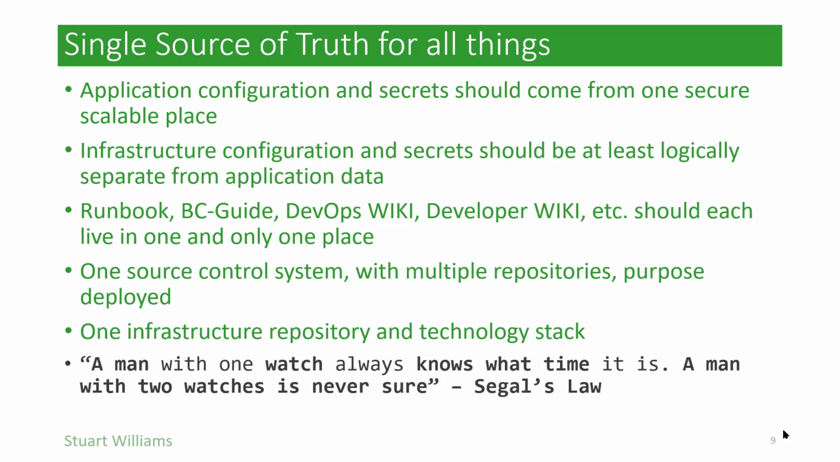And by the way, that also applies to application data, right? And I am going to do some videos about data modeling and microservices and domain-driven design in the future, but we'll start with just saying that application configuration and secrets should come from one place. So should infrastructure configuration and secrets. So should the run book, the business continuation guide, the DevOps wiki, the developer wiki, etc.